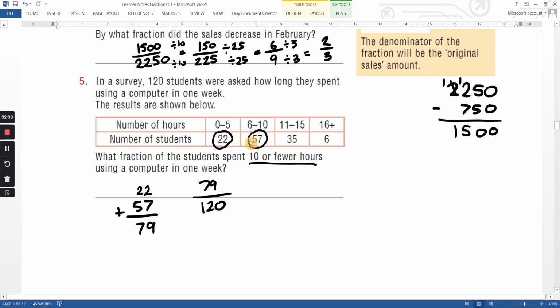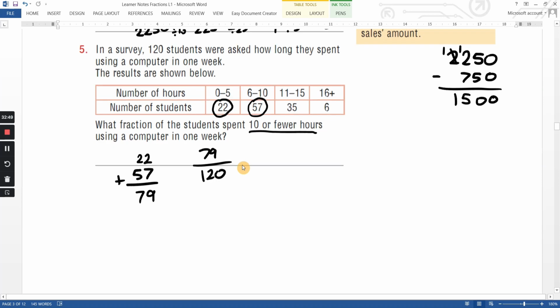Yeah, so just be careful. Don't think it's just the 57. They're trying to catch people out, aren't they? So definitely you have to include both these groups, because it's 10 or less who use the computer. Okay, let's move on.